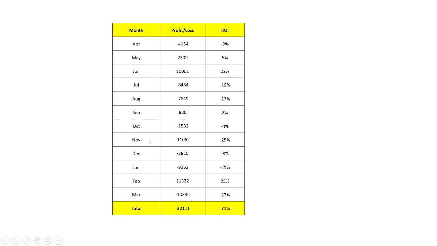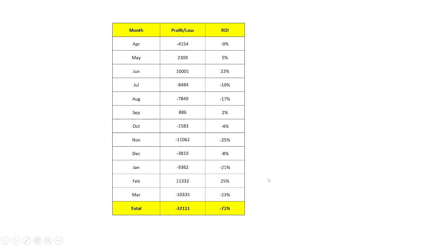This is a summary of what we have seen. Till December, we were in loss only, and in these 3 months you can see the market has moved up, which resulted in more loss. So overall, we have ended in a loss of 71% in this strategy.